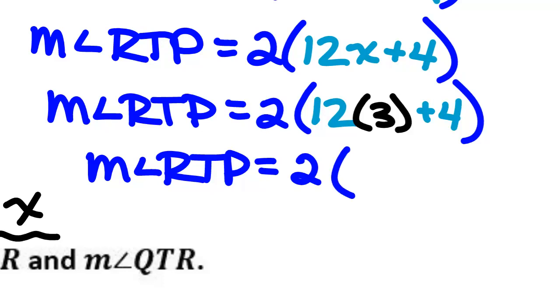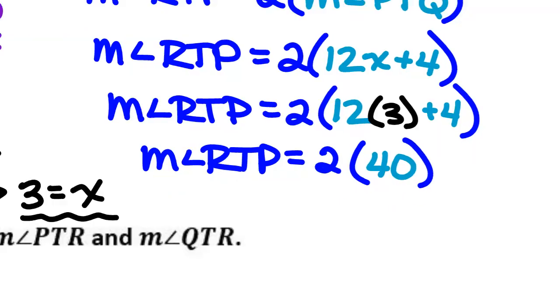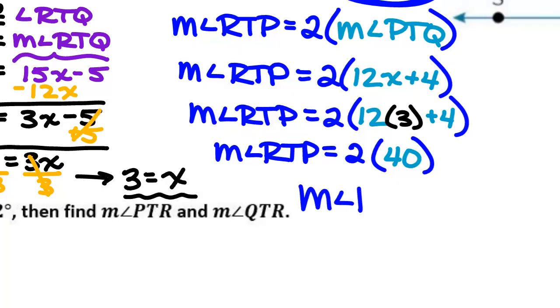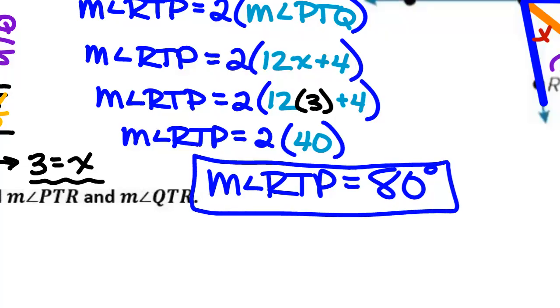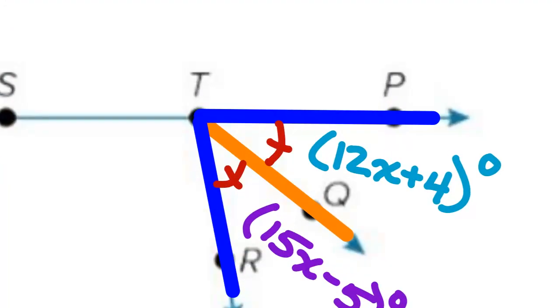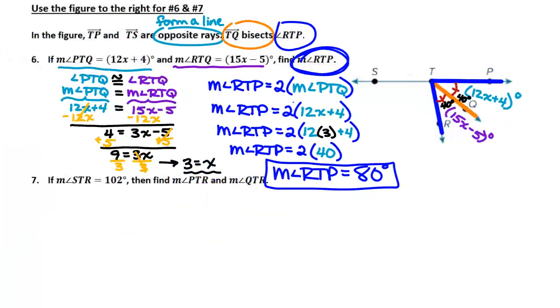36 plus 4? 40. So 2 times 40 would give me 80. Measurement of angle RTP is 80 degrees. So we learned that this angle is 40 degrees, and so this angle is also 40 degrees. So when we put them together, we get 80.